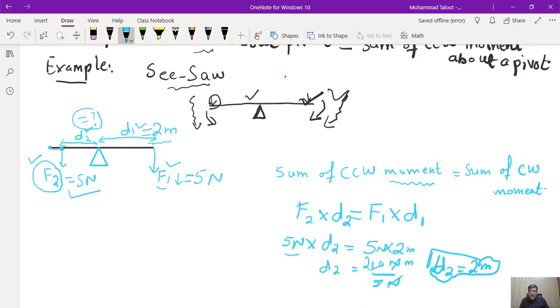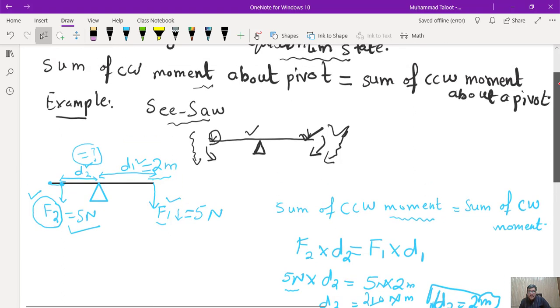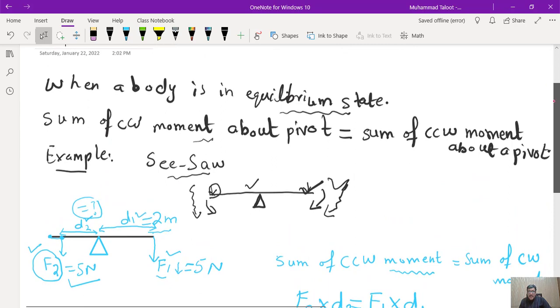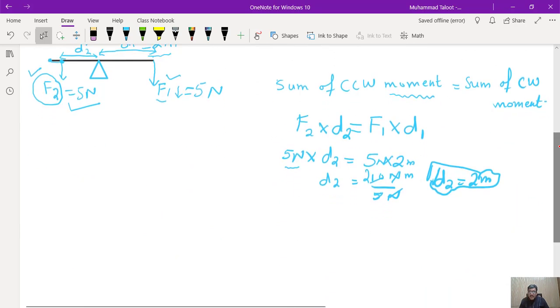So in this way you can calculate the unknown values which are asked in the question, and you can see how you can apply the principle of moments. This is all about the principle of moments, and while calculating, whether you have to calculate D2 or F, you must be careful regarding units.